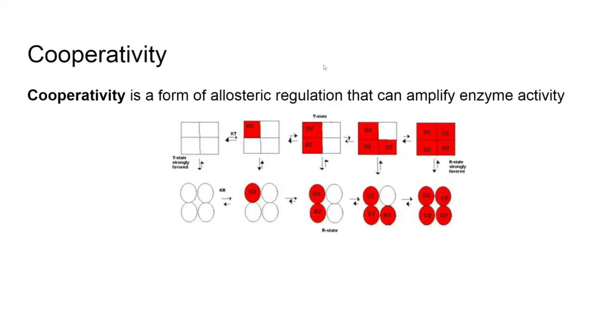So we have cooperativity. It is a form of allosteric regulation that can amplify enzyme activity. An example of this is oxygen and hemoglobin, where the more oxygens we have bonding to hemoglobin, the more and faster they will bond. So it's more of a ripple effect that will go faster.